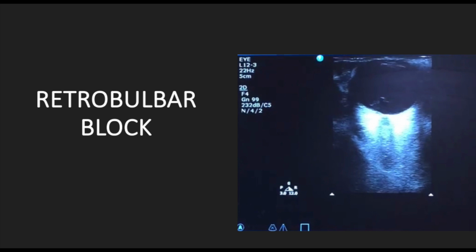Hey guys, in today's video we're going over the retrobulbar block. This is a really important type of anesthesia that comes to use in glaucoma, retina, strabismus surgery, or even sometimes in the case of a difficult or more complicated cataract.